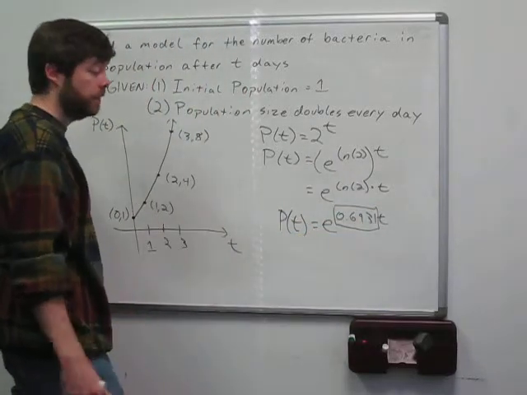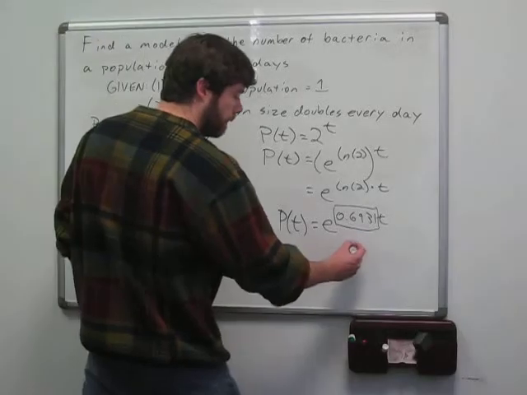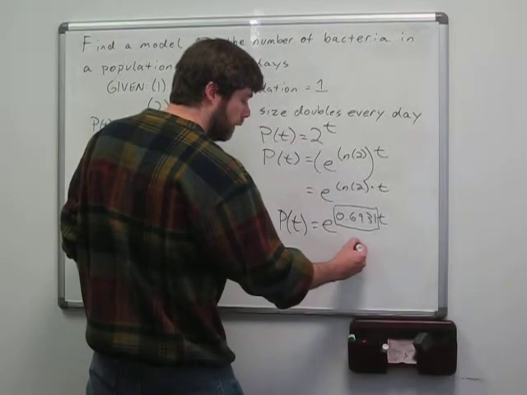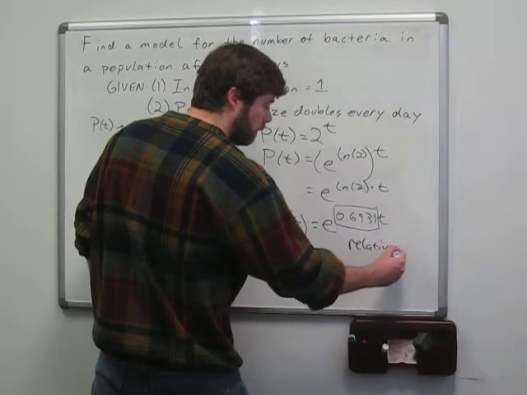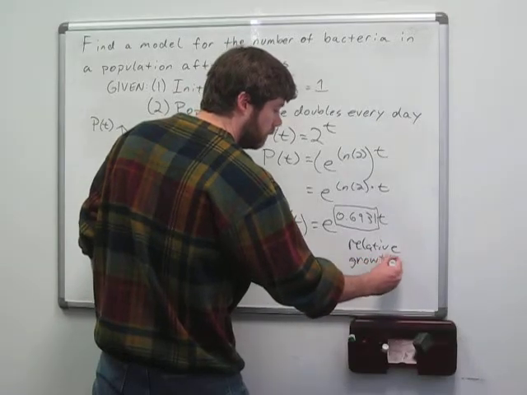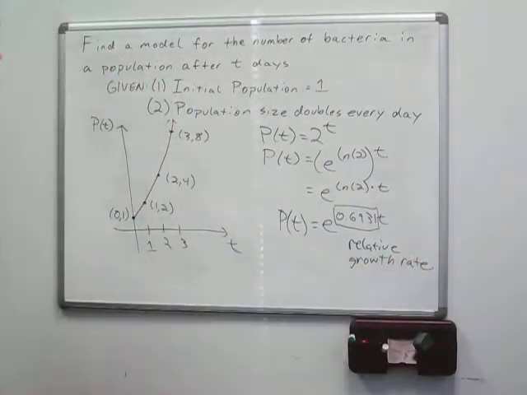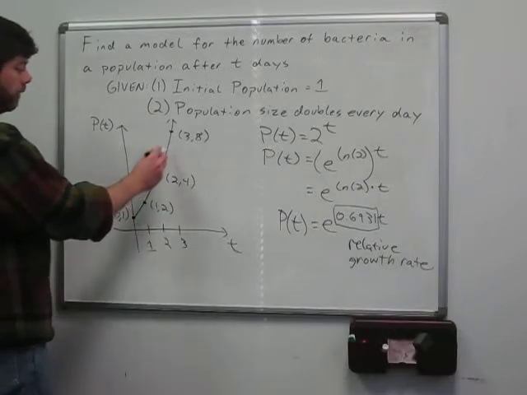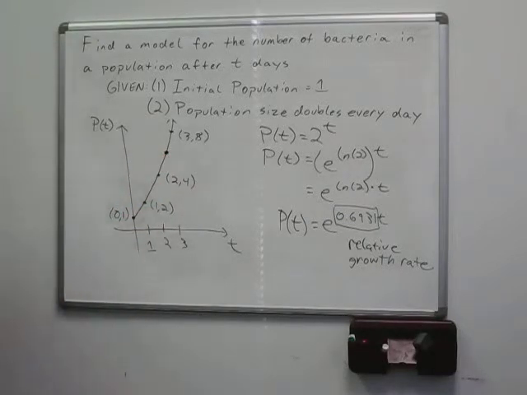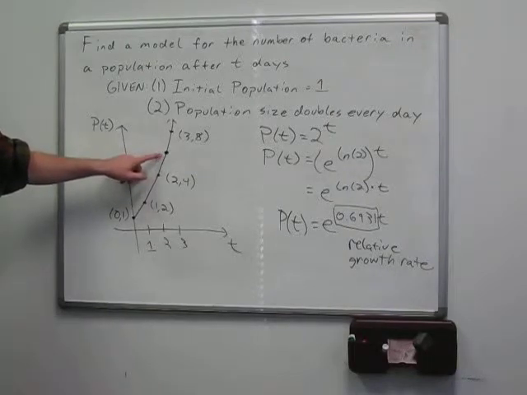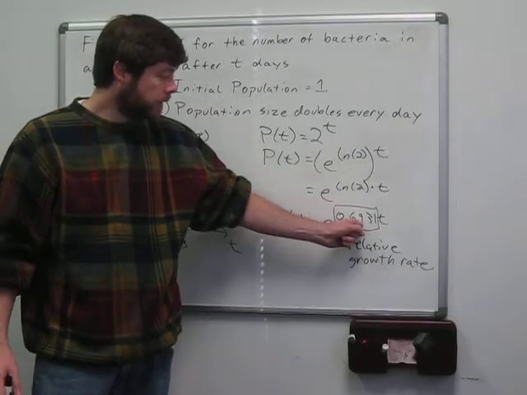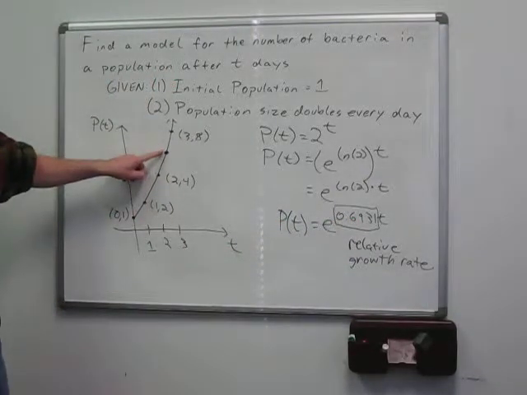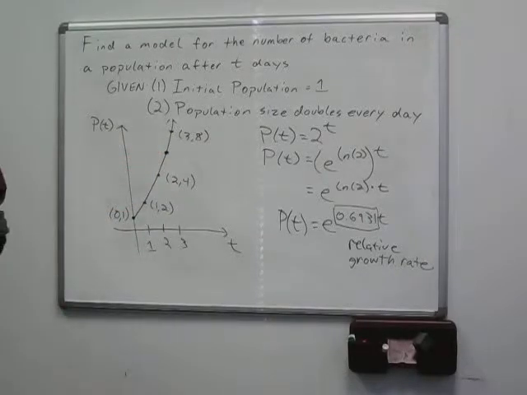because this number in the exponent that we multiply t by is an important number. It's called the relative growth rate. And roughly what this number represents is that at any point on this graph, the population will be increasing at a rate that's equal to 0.6931 times the current population size at that point. Those are ideas that are made clear when the student gets to calculus and they learn things like the derivative.